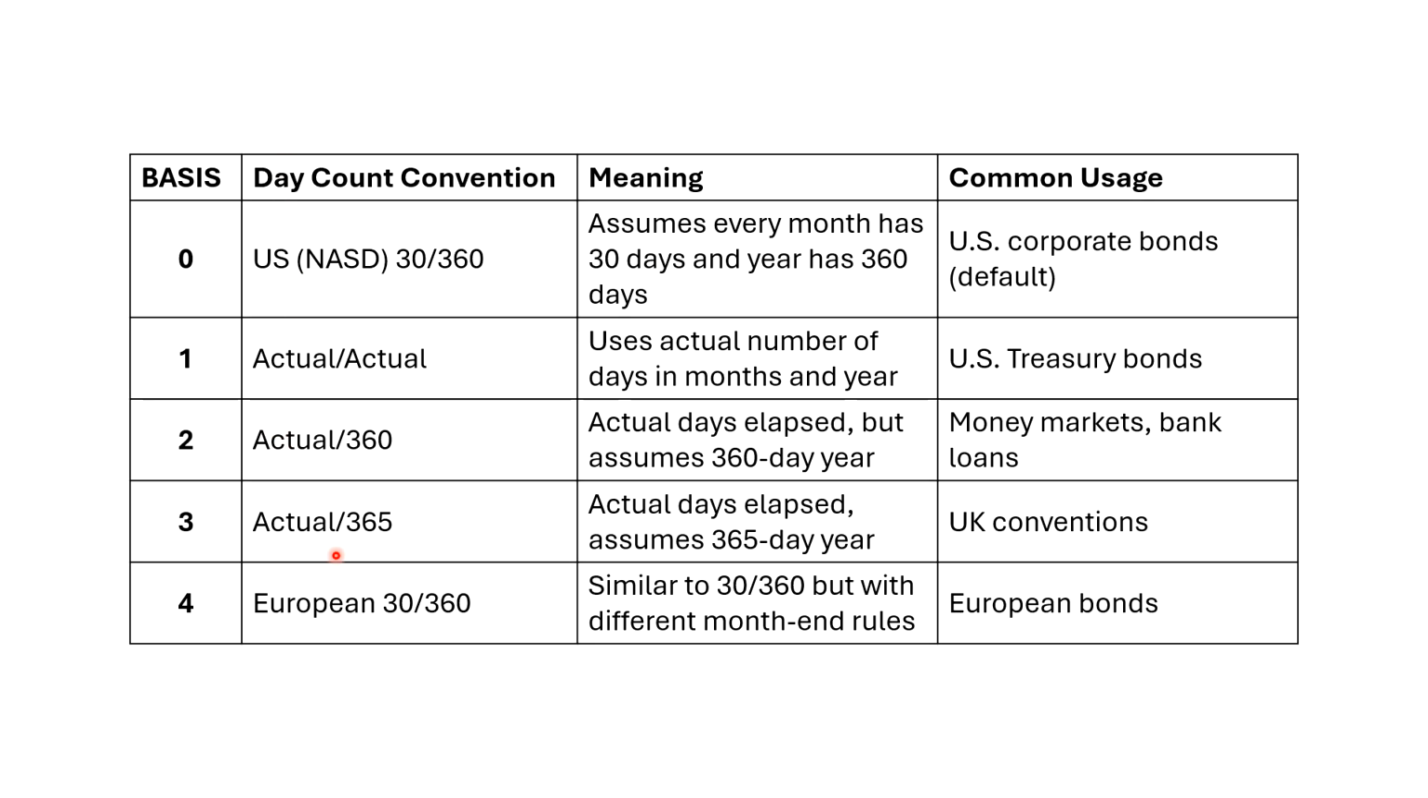So this is from Microsoft Excel. This basis parameter is used in the yield function that Excel has and the price function, which actually computes the dirty price. So actual is one of the options, and that's used for U.S. Treasury bonds. Then there's this 30/360, which I mentioned. That's used for U.S. corporate bonds still today, from what I understand.